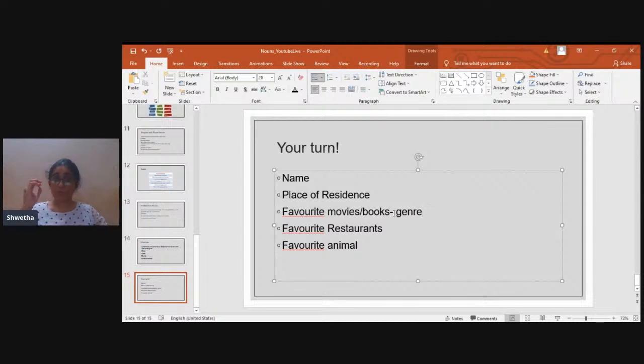But if I'm talking about a particular movie, say Om Shanti Om, that is again proper noun. Favorite restaurants. Then again, proper noun. Favorite animal. That will come as a common noun. For instance, wolf. And we can also give the collective noun of it. A pack of wolves. Wolf, singular. Wolves, plural. Okay?